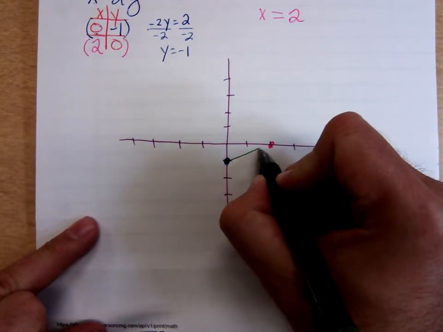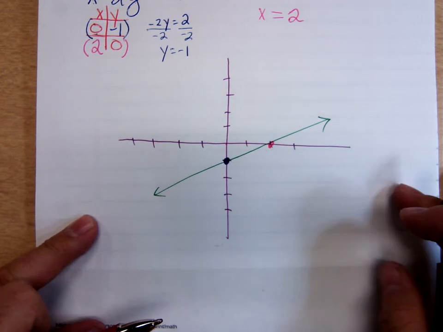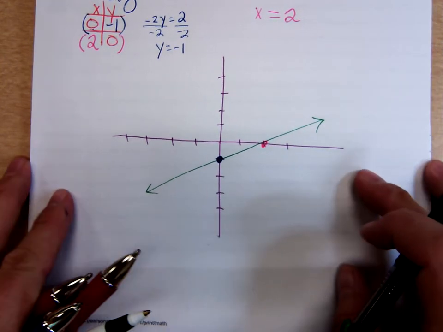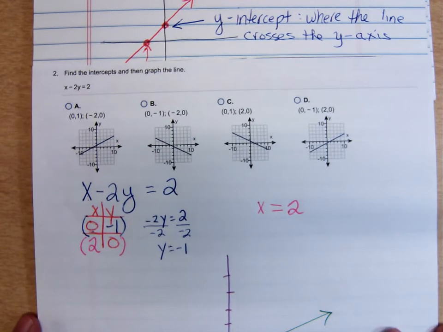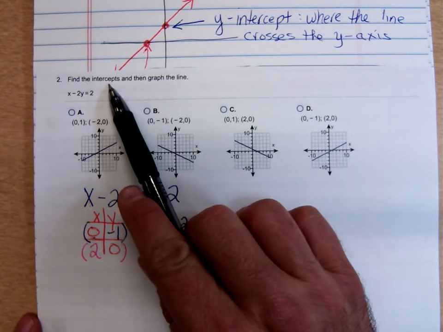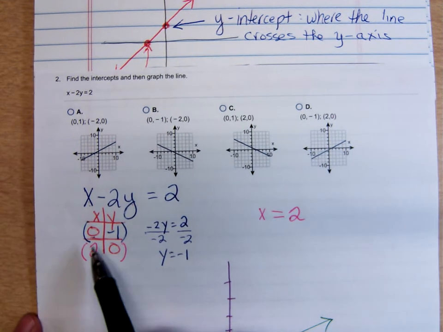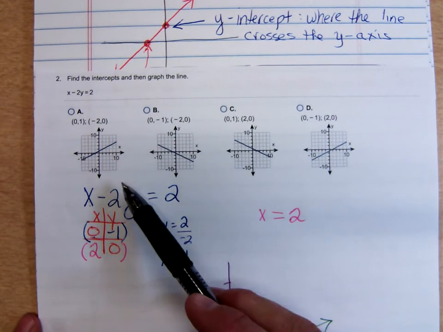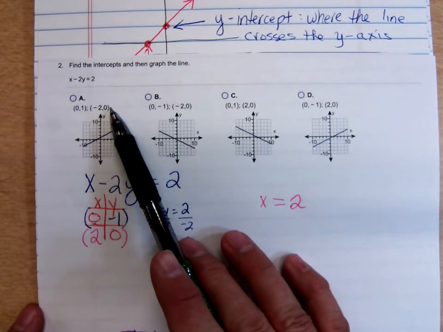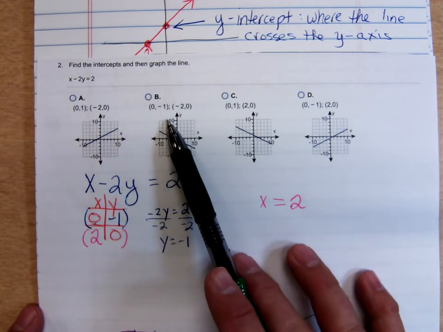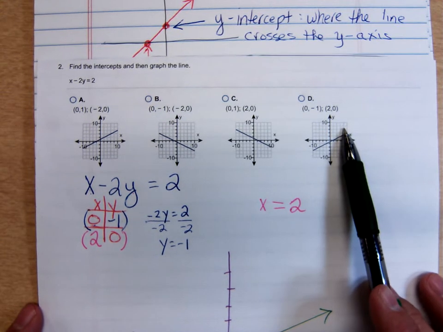So there's the line. Oh heck, you know what just dawned on me? I guess y'all don't even need to graph it. This is a problem with two-part multiple choice questions. It asks find the intercepts and then graph it. Once I found the intercepts, do we know what the graph is? There's only one of them that has 0, -1 and 2, 0. Which one is it? A, B, C, or D? Can y'all tell that? D.